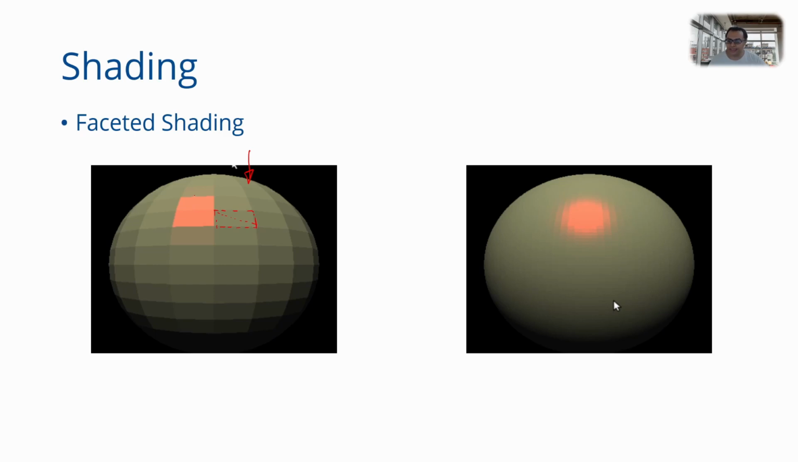So you can see that here is a sphere with a specular highlight. If you do faceted shading with this size of polygonal faces, this is the kind of faceted shading that you get. If you reduce the size of the polygonal faces, so tessellation is the word that is used to describe breaking up of one surface.